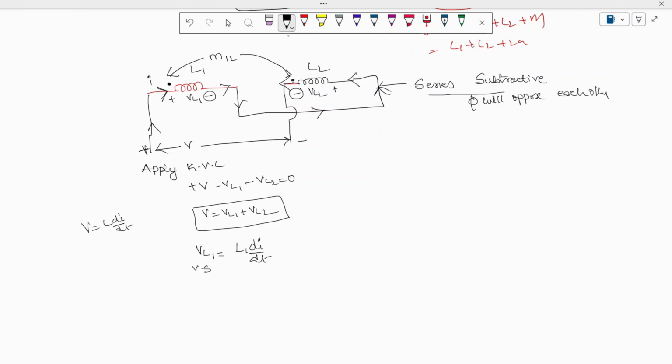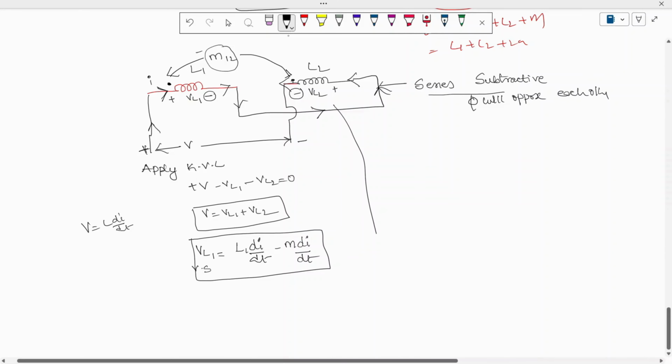We can see here, to this coil the current is entering the dot, and to this coil the current is leaving the dot, therefore the mutual inductance will be of minus polarity. You have to write it down with respect to drops, so this is minus M into di by dt, the voltage across coil 1. Similarly, let's write down the voltage across coil 2, where VL2 is called the voltage source and this term is called the voltage drop.